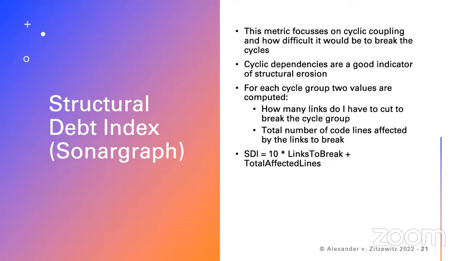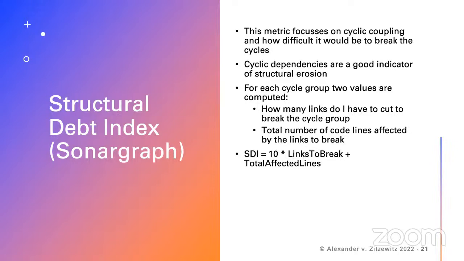In our second example, if we have 50 cycles and we want to break them all for whatever reason, then our structural depth index would be 550, because we have 50 links that we need to break. Let's assume those links have a weight of 1, then we would have 50 times 11, so structural depth index would be 550. So that's an interesting thought experiment, isn't it?